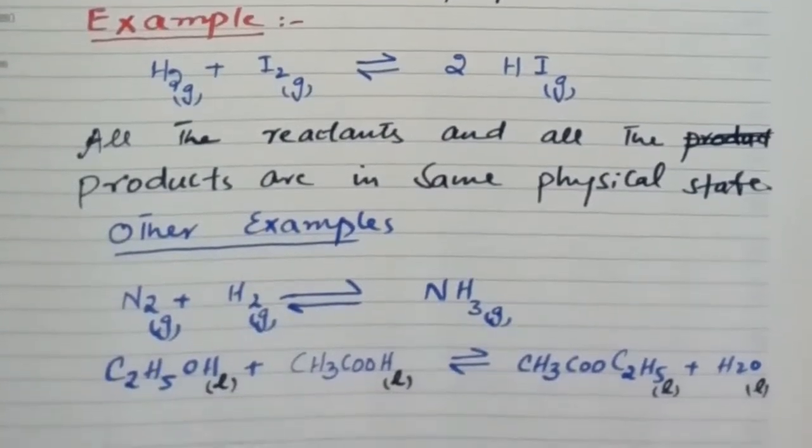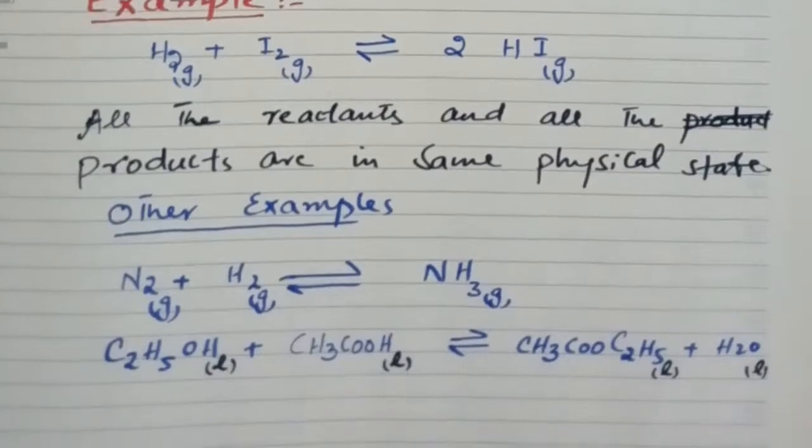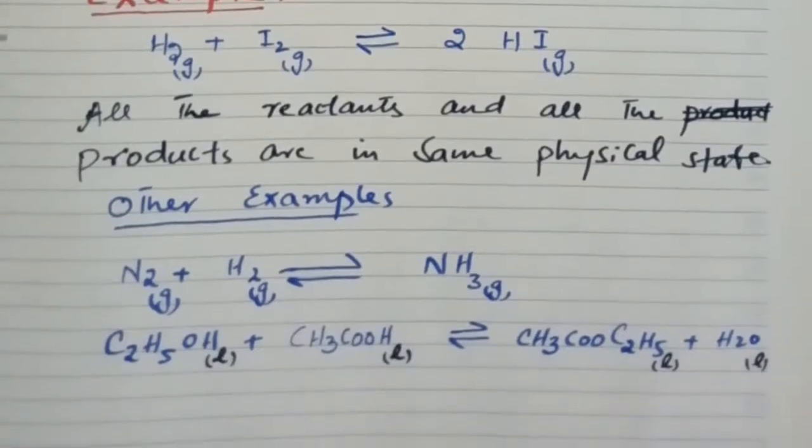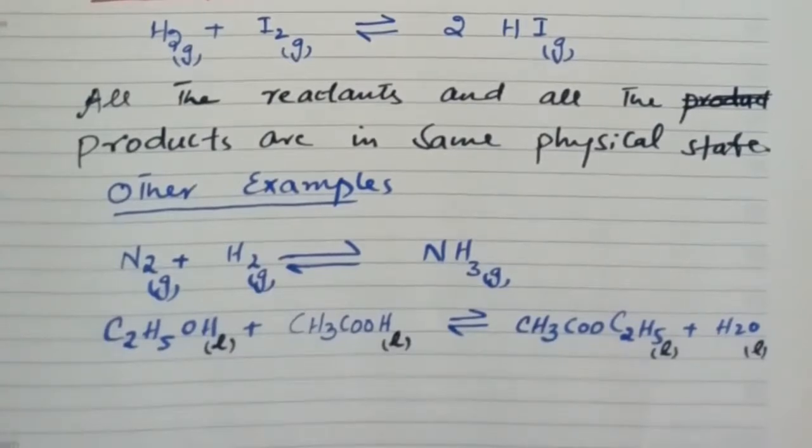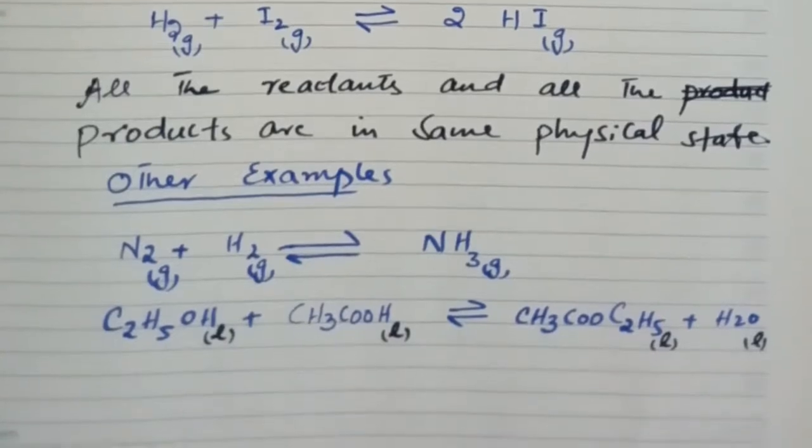Now let's suppose another example, the example of nitrogen and hydrogen. When nitrogen reacts with hydrogen, it forms ammonia. Nitrogen and hydrogen both are in gaseous state, and ammonia formed is also in gaseous state.